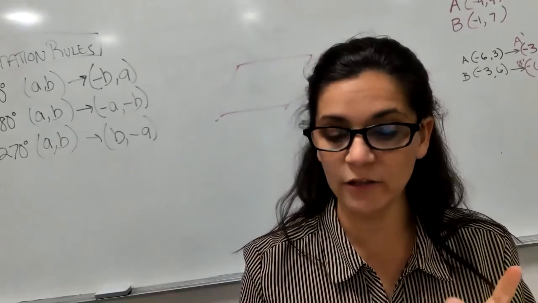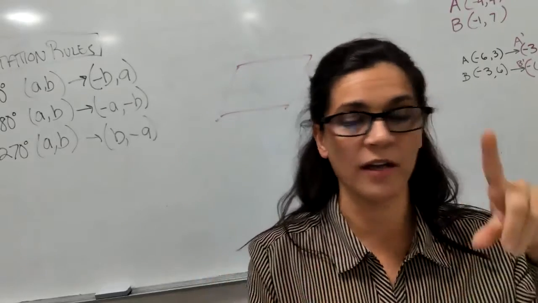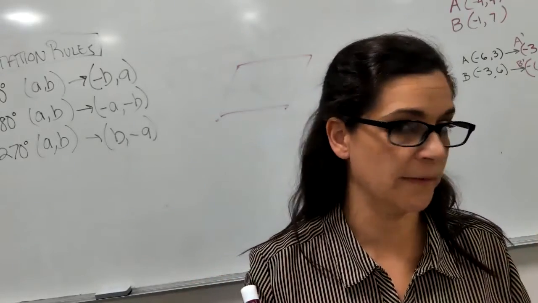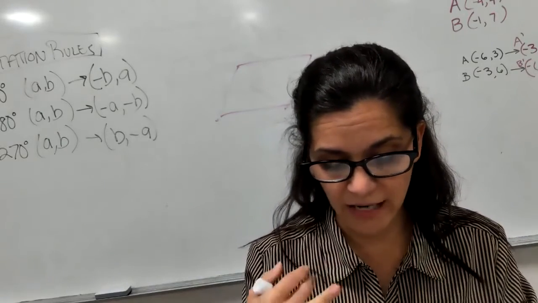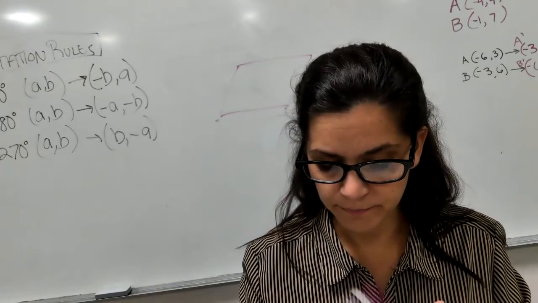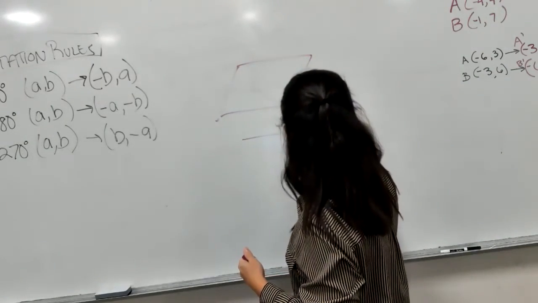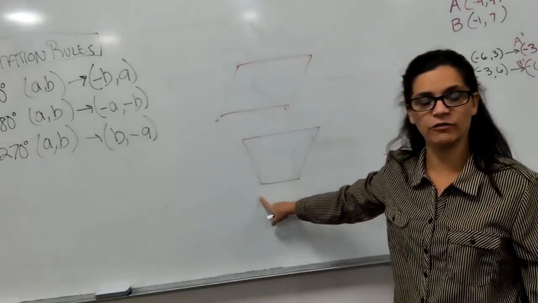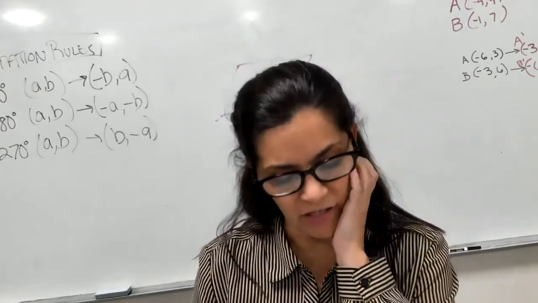Look at B. It says regular octagon. Anytime you have a shape that says regular, whether it's pentagon, hexagon, anything like that, it's going to have a lot of rotational symmetry. So this one we can turn a lot: 45, 90, 135, 180. How about that trapezoid? Can we even turn it 180 and will it map onto itself? No. No symmetry.